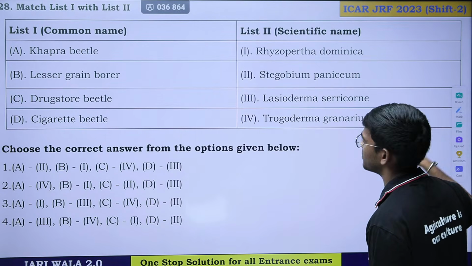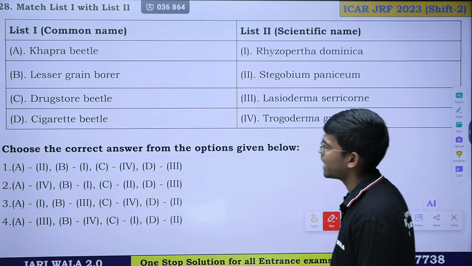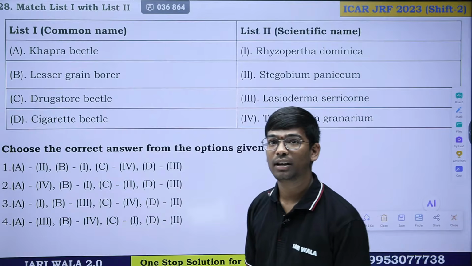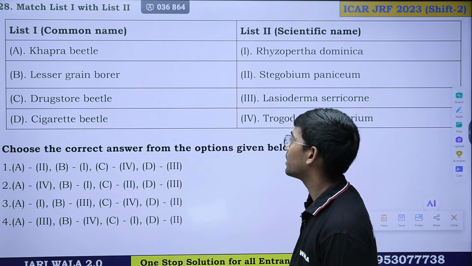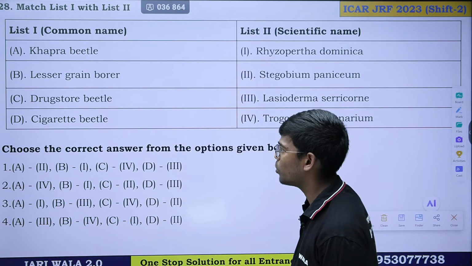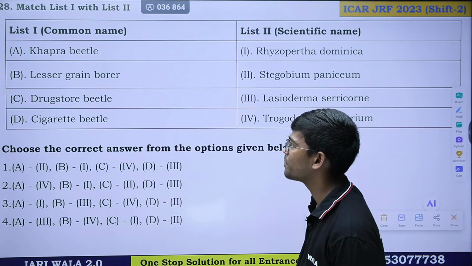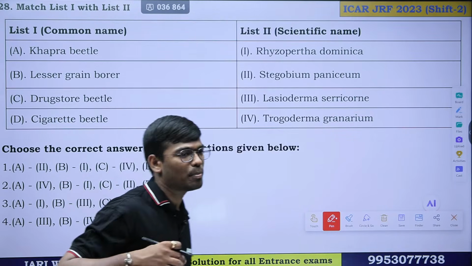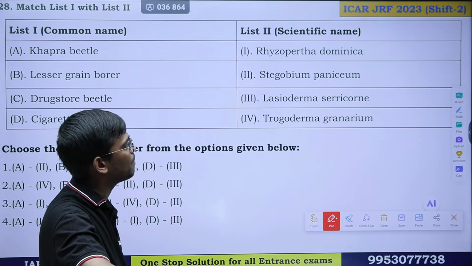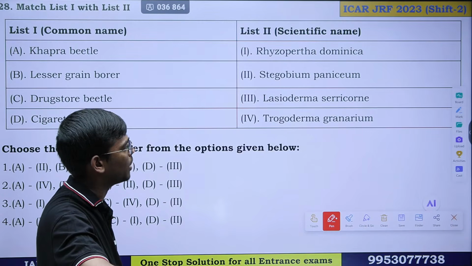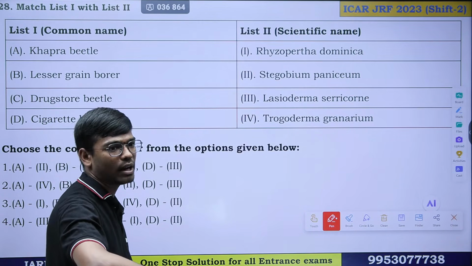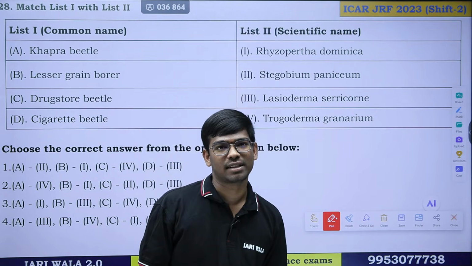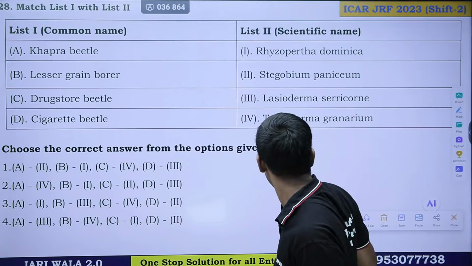Same again here also. The common names and the scientific names matching they have given. So here on one side we can see Khapra beetle, lesser grain borer, drugstore beetle, and cigarette beetle. And on the other side, the scientific names: Rhyzopertha dominica, Stegobium paniceum, Lasioderma serricorne, Trogoderma granarium. Okay, simple. Khapra beetle is Trogoderma granarium. Here we will connect.